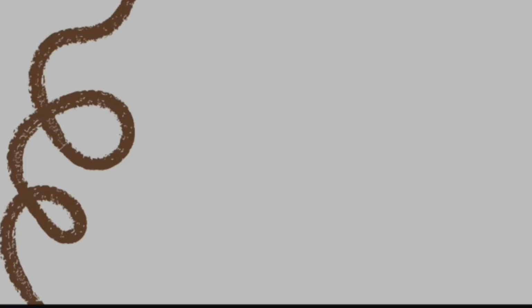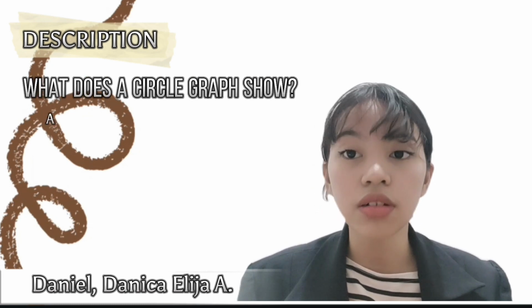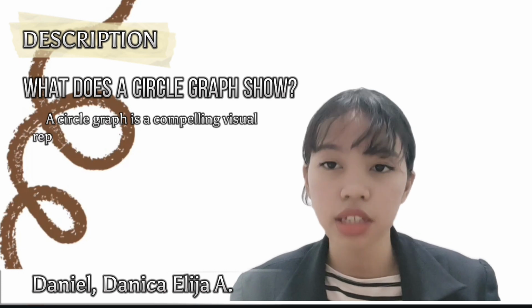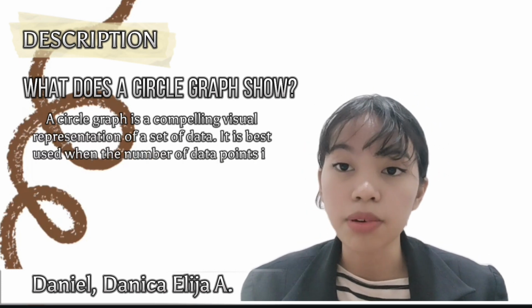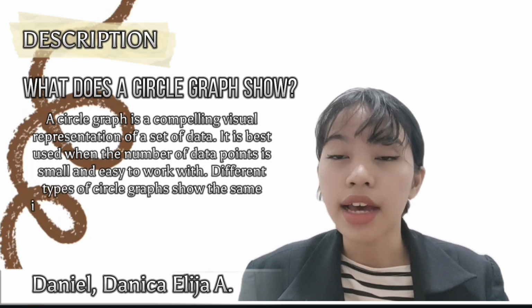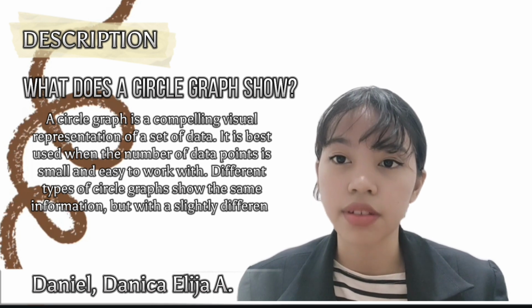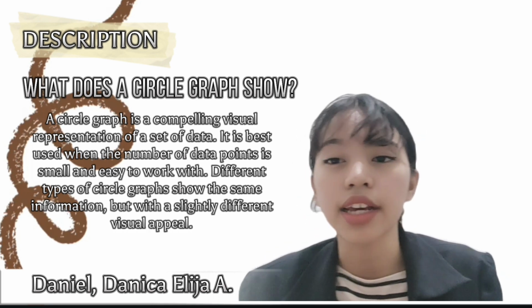For the circle graph's description, let us have Ms. Daniel. Hi, I'm Danica Elijah A. Danielle, and I will be discussing the description of a circle graph. So what does a circle graph show? A circle graph is an effective visual representation of a set of data. It is best used when the number of data points is small or easy to work with.